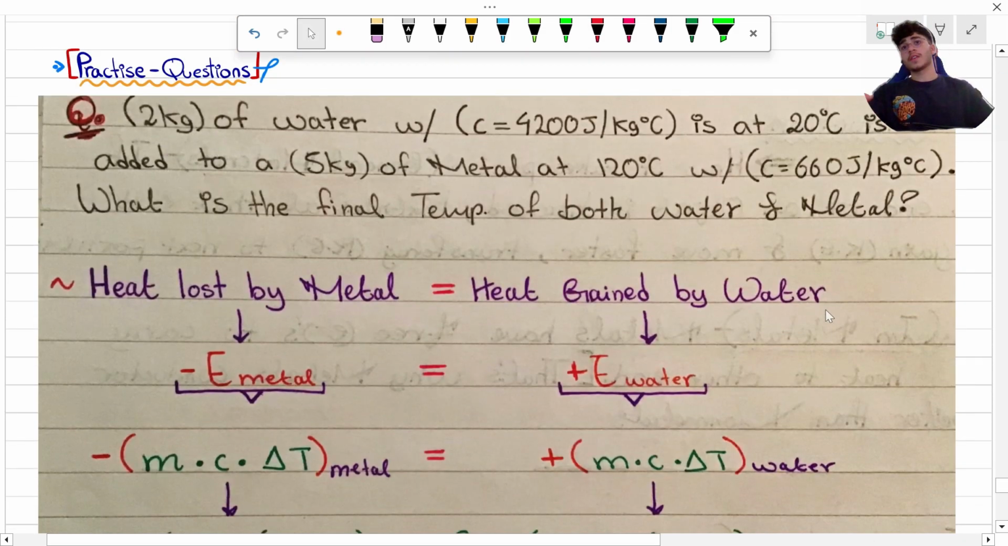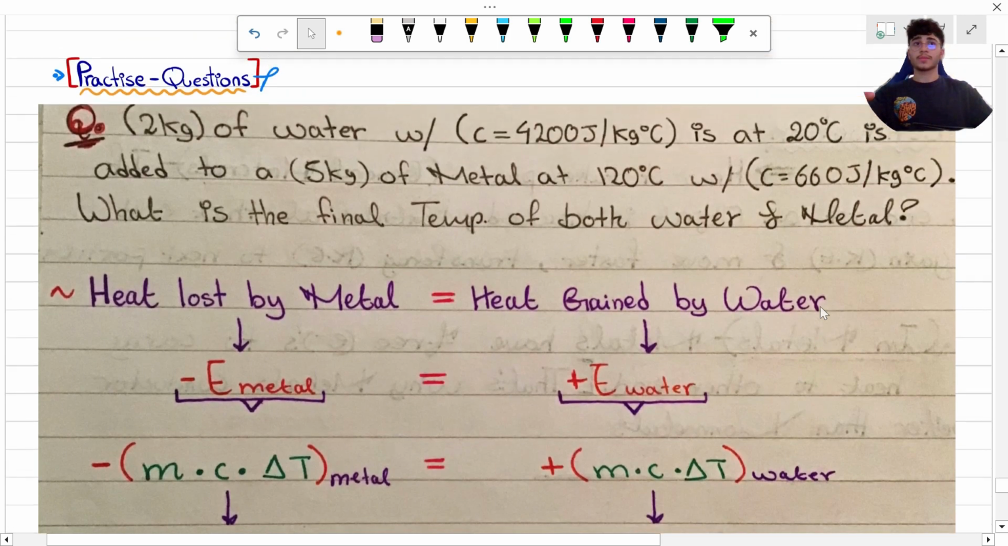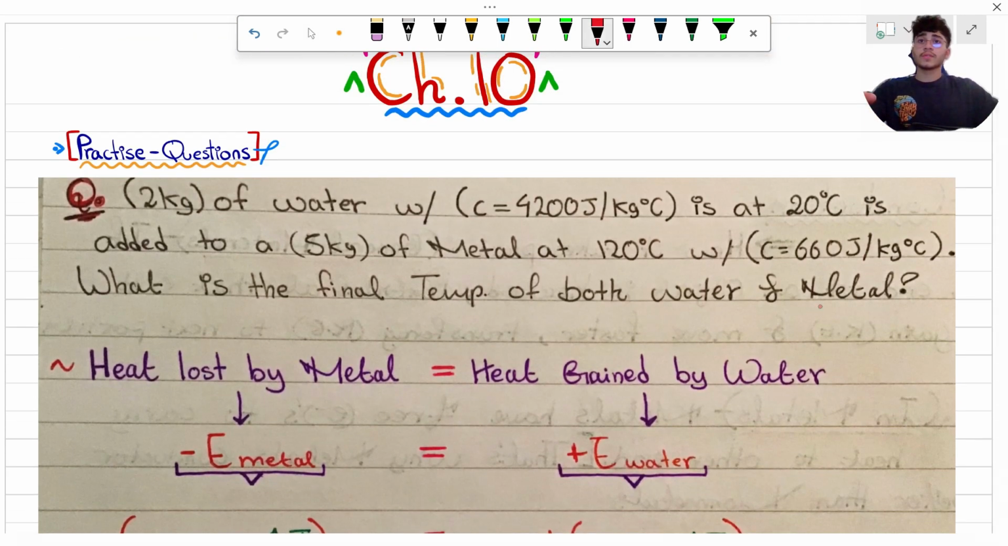Okay, this is the last question for this chapter. 2 kilograms of water with a specific heat capacity of 4200 joule per kilogram degrees Celsius is at 20 degrees Celsius and added to 5 kilograms of metal at 120 degrees Celsius with a specific heat capacity of 660 joule per kilogram degrees Celsius. What is the final temperature of both the water and the metal?